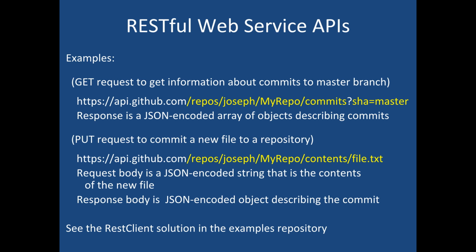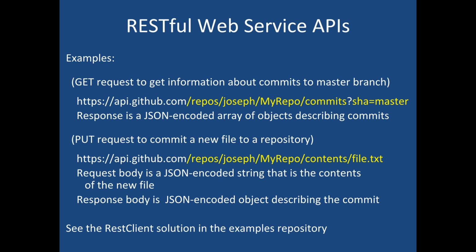So it's a GET request. And in yellow, you can see the URL. I'm saying I want the repo Joseph. No, I guess the URL, there's repos, and then Joseph must be a made-up username I made. The name of the repo is my repo, and I want the commits. And then I have an extra parameter there in the URL that says I want the master branch.